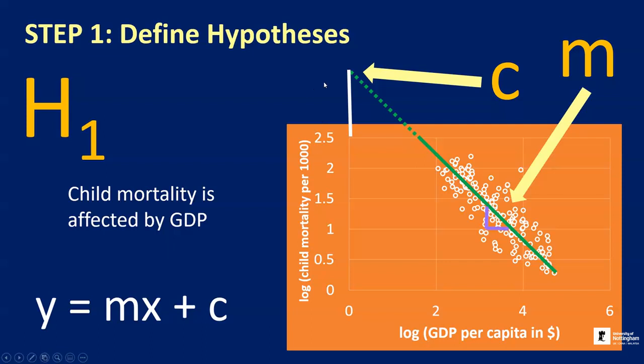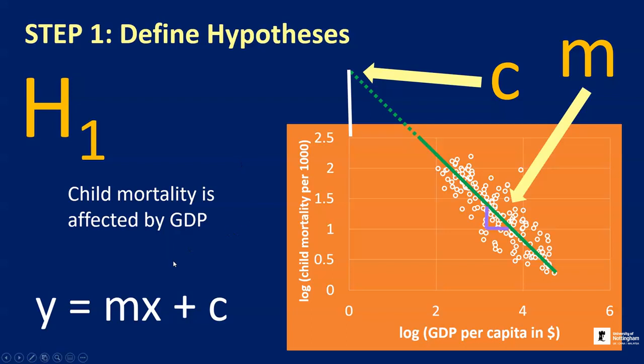So that's our intercept, and m is the slope, which in this case is going to be negative for the line of best fit, because as x goes up, the child mortality goes down. So this purple thing here reflects the idea that we can measure the slope of this line, and that will be our parameter m. With these two parameters, we've defined our alternative hypothesis.